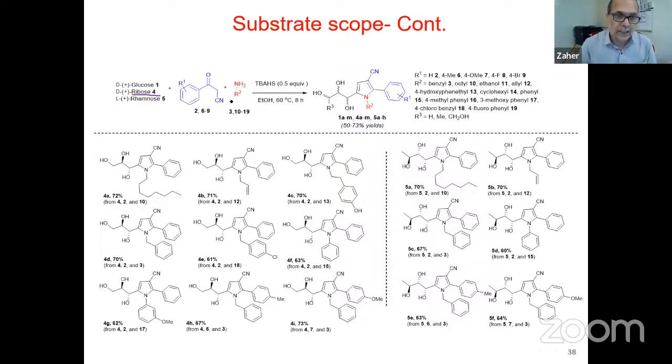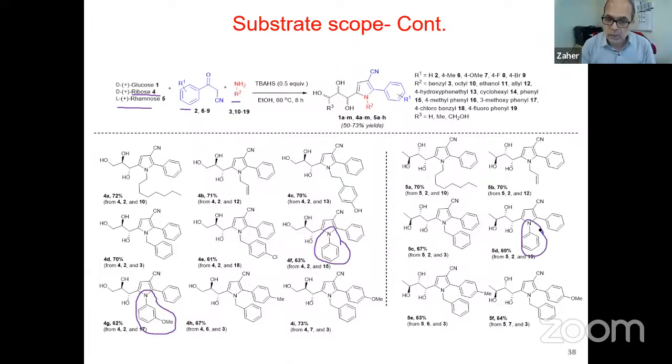I'm using basically the same amines and the same nitrile. This reaction proceeds very well to give us the product in about 50 to 73% yield. You can again see here that this is our nitrile, this is our aniline here, and here the reaction gives us the product in very good yields. Not only glucose and ribose react, but also rhamnose reacts to give us the same type of pyrroles in excellent yields. Again, here is our aniline shown here.